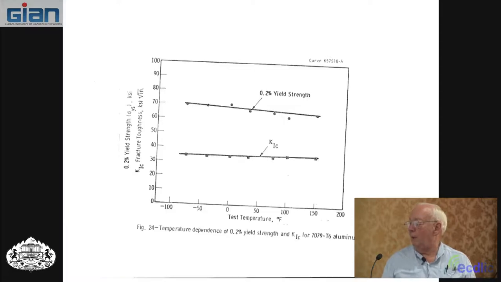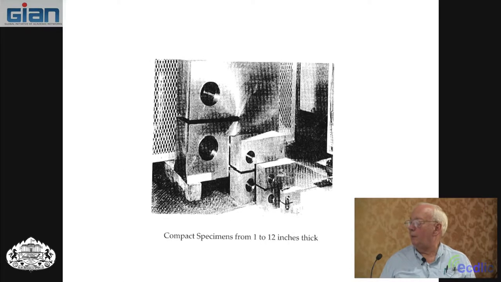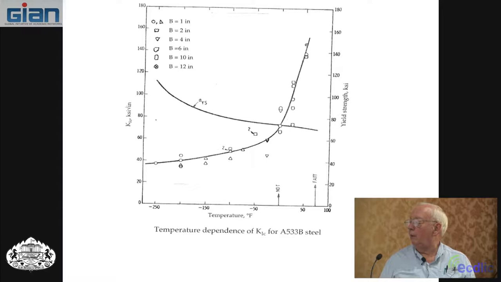If you look at some other metals, here is aluminum alloy. You can see K1C with temperature is almost absolutely flat. There's almost no variation. However, in aluminum alloys, toughness is fairly low. This is about 35, as opposed to steel, where you start above 35 and get up in the hundreds.